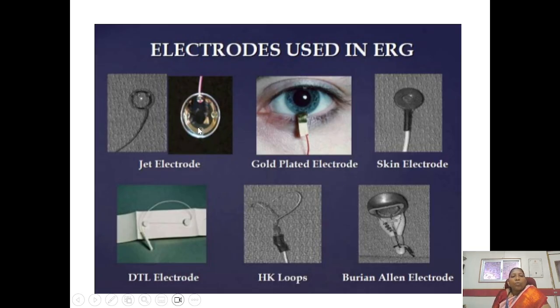And these are the other types of electrodes used in ERG. One is the jet electrode. This is a gold plated electrode which is very thin. And this is a skin electrode. And this is the DTL electrode. And this is the HK loop electrode. And this is the Burian Allen electrode.